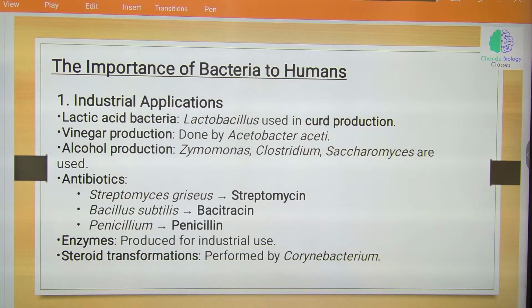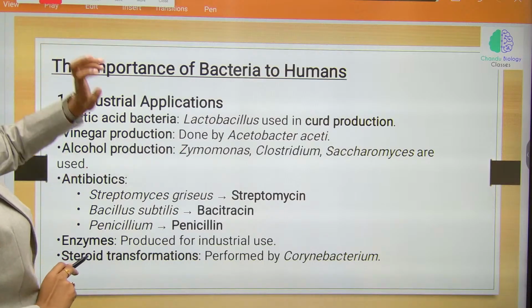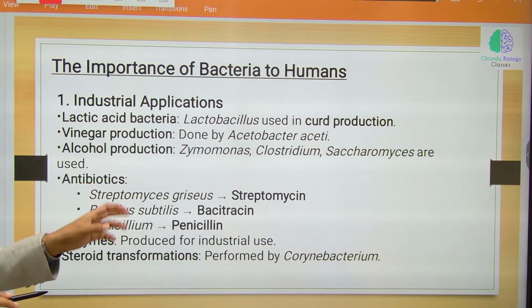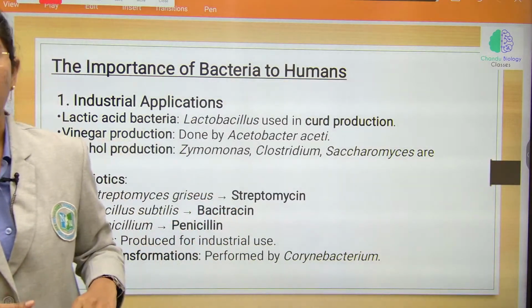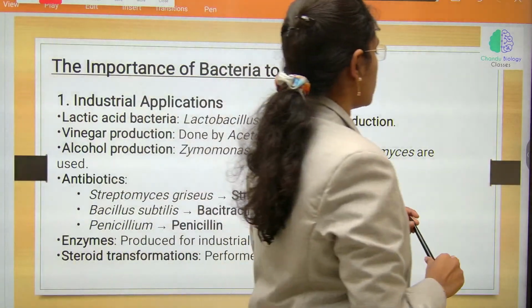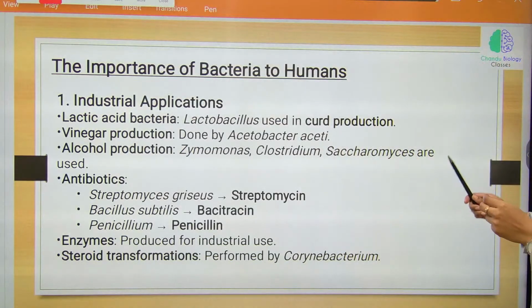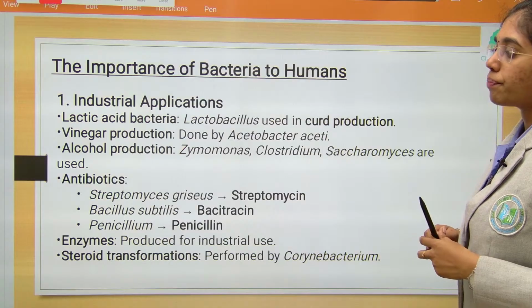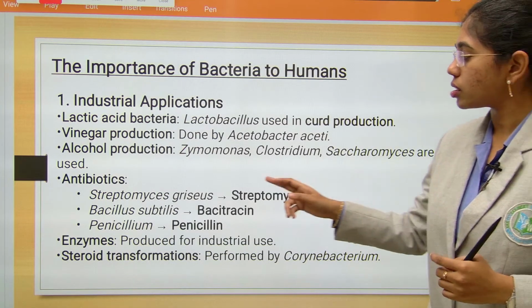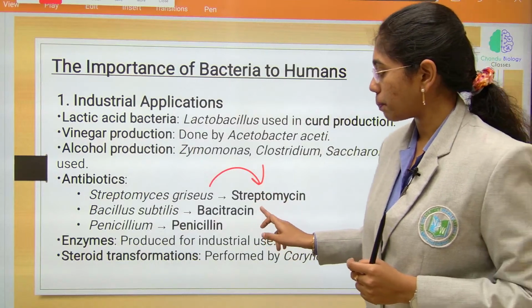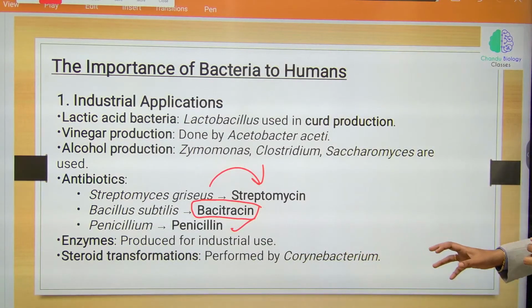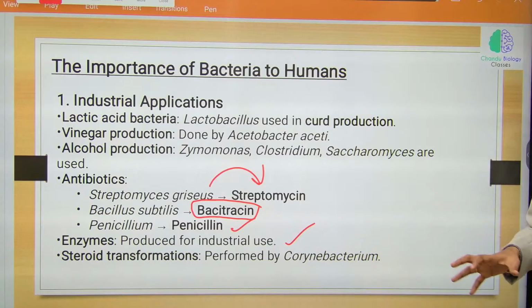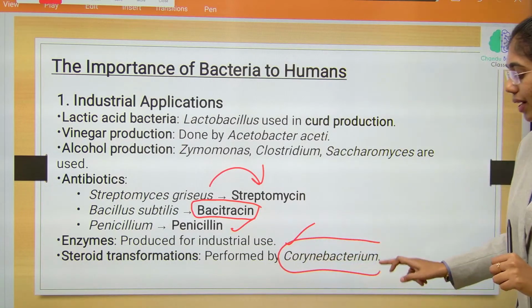The importance of bacteria in human industrial applications: lactic acid bacteria are used in curd production, vinegar production is done by Acetobacter aceti, and alcohol production by different microbes, Zymomonas, Clostridium and Saccharomyces. These are the organisms used in industrial applications. For antibiotics, Streptomyces griseus produces streptomycin, Bacillus subtilis produces bacitracin, and Penicillium gives penicillin. Enzymes are produced for industrial use, and steroid transformations are performed by Corynebacterium.